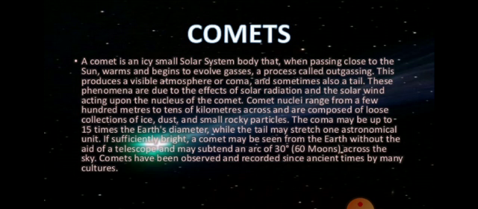So this is about the comets that I have told you. Here there is one important point. You have heard the name of Halley's comet. Halley's comet has a period of revolution of about 76 years. That is, Halley's comet is seen after 76 years. Halley's comet was last seen in 1986.